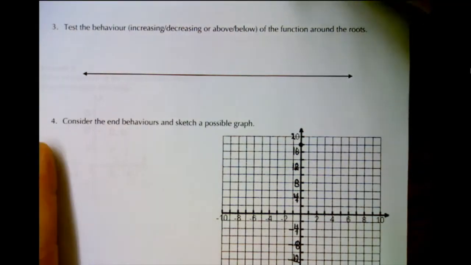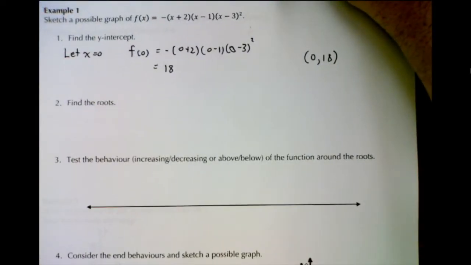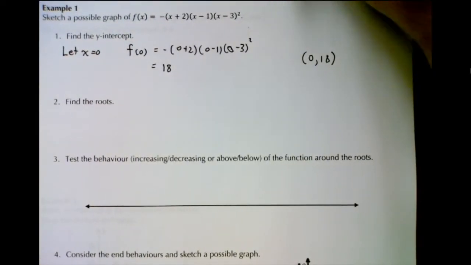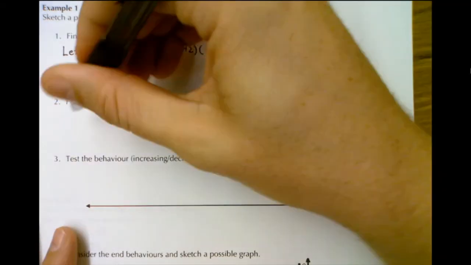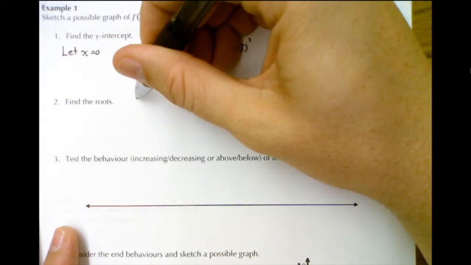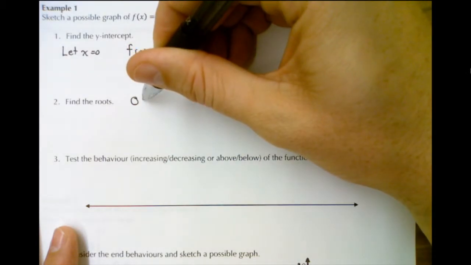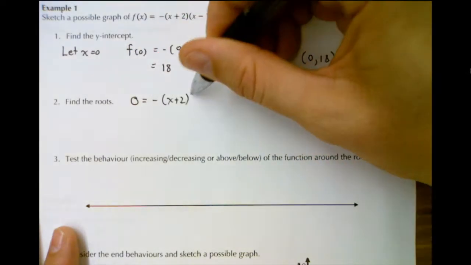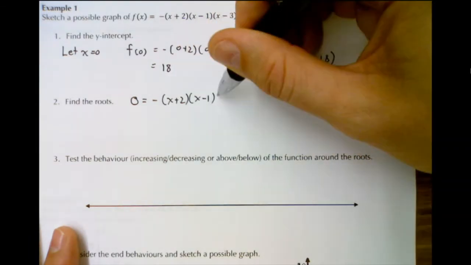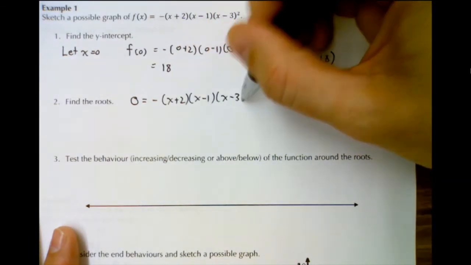Okay. The second step is to find the roots, or find your x-intercepts. Well, the roots come from your factor brackets or from setting the function equal to 0. So taking the function and making it 0. So f of x is now 0. We got negative x plus 2, x minus 1, and x minus 3.